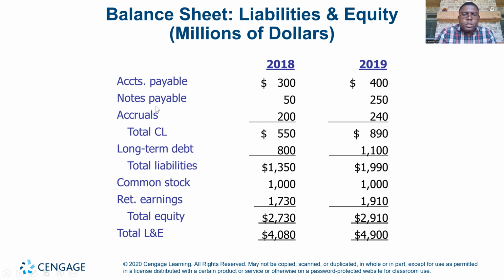The next we find is notes payable. Notes payable are loans that must be repaid within the year. Then we have accruals, which are amounts owed. It could be wages accrued or rents accrued, so wages owed or rents owed. Then if we add all of that, accounts payable, notes payable, accruals, they give us our total current liability.